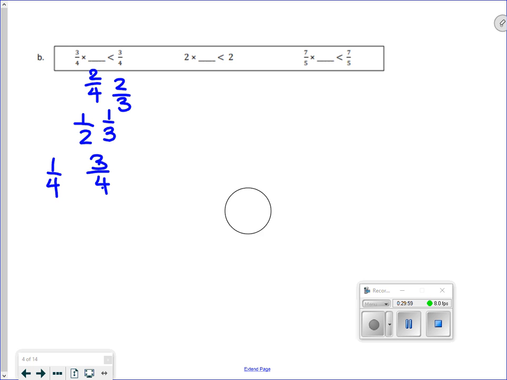Okay. So you could use these fractions here and there. And it doesn't even matter that this is improper, that that's 7/5, because I'm still trying to make it less than 7/5. If I take 7/5 and multiply it by 1/2, it's going to be less than 7/5. I'm just taking that end product of 7/5 times 1/2, and it's going to be less than the original 7/5.